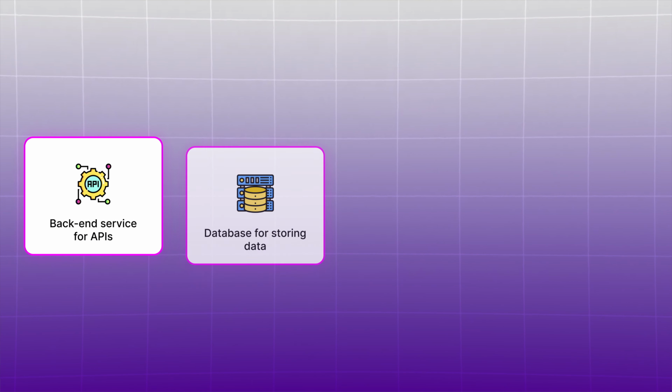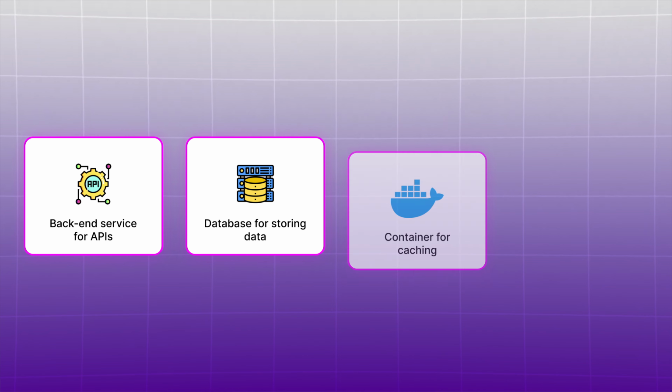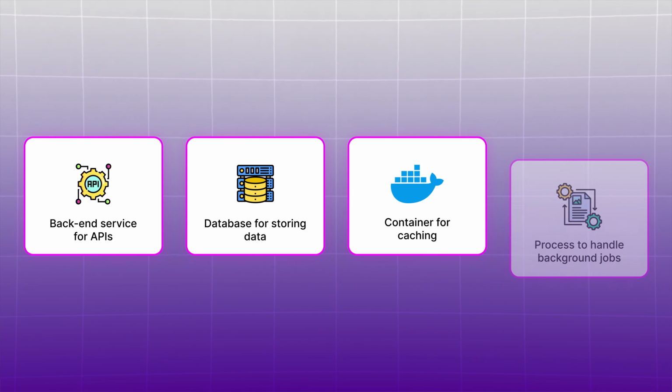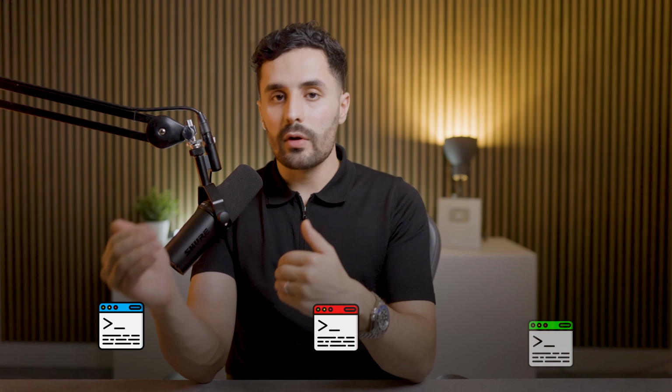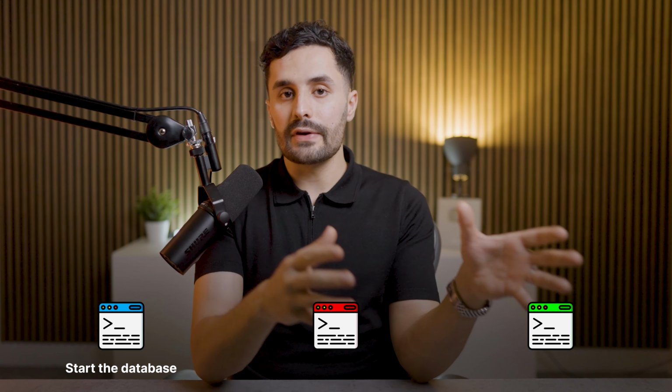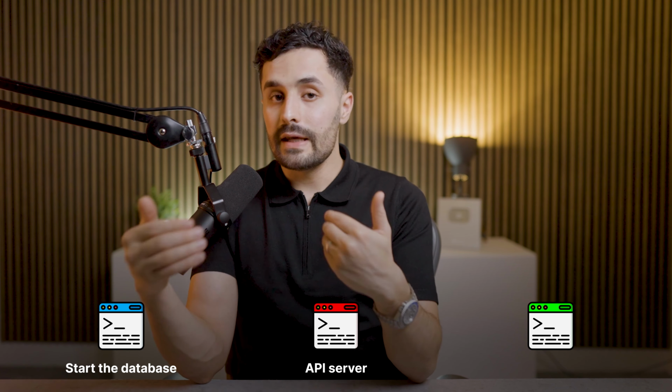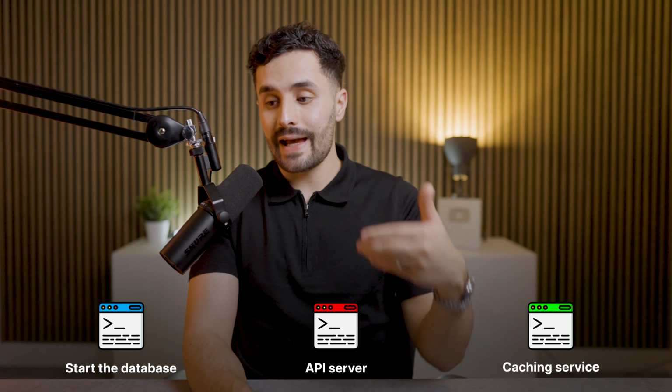You might have a backend service for APIs, a database for storing data, another container for caching, and perhaps an additional process to handle background jobs. This creates a new challenge. Managing each of these containers independently requires multiple commands, one to start the database, another one for the API server, and yet another for the caching service, and so on.